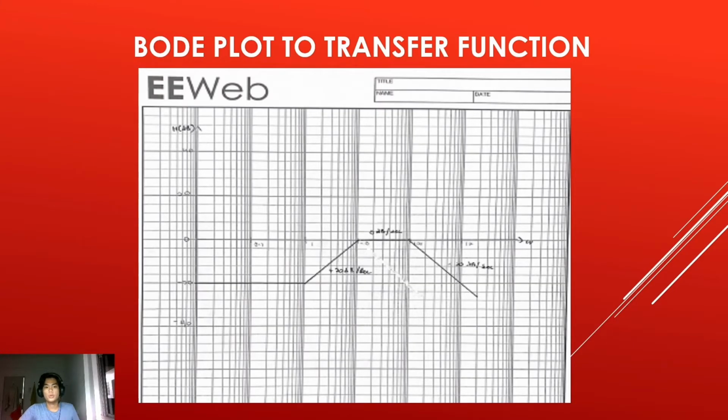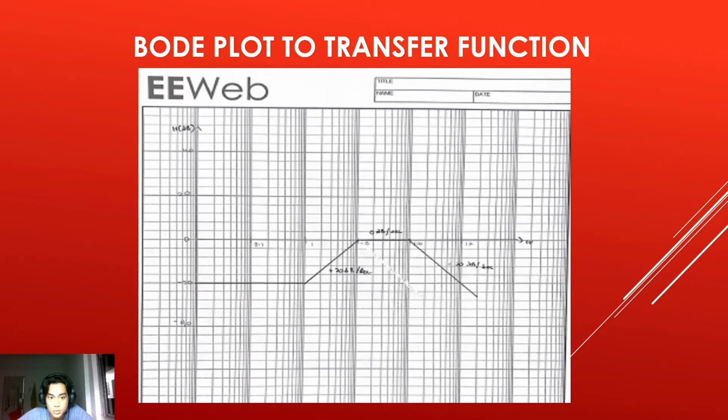Okay, so I will continue with the Bode plot to transfer function part. So I will show how to find the transfer function from a given Bode plot. So here is the magnitude plot. The magnitude plot is given. So we can see that there are different slopes in the magnitude.